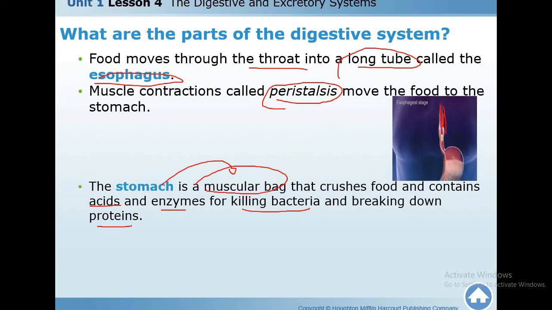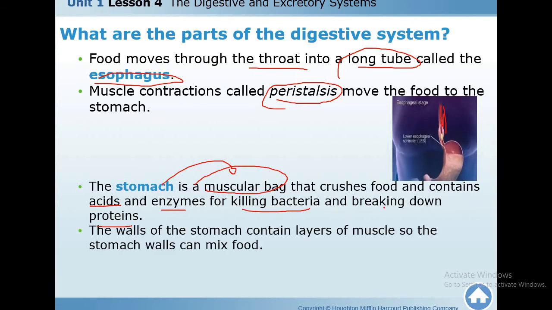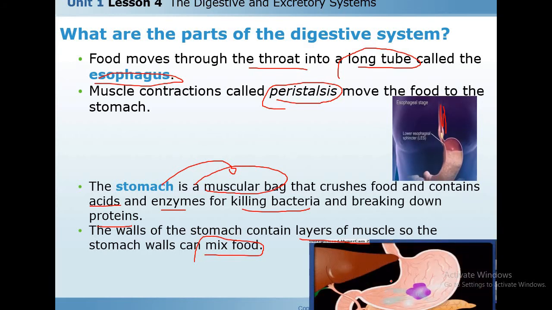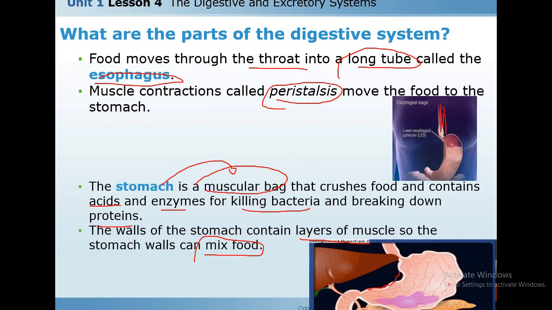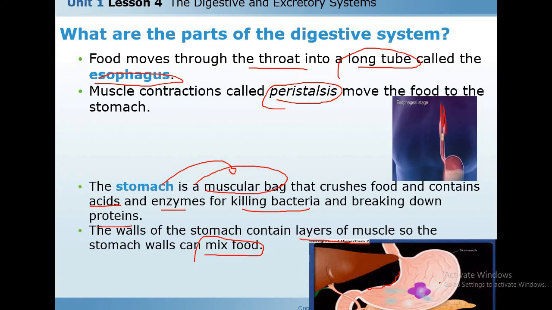So the stomach is a muscular bag made mainly of muscles to crush food. Inside the stomach there is a fluid like acids and enzymes. The function of this is to kill the bacteria and break down proteins. The wall of the stomach contains layers of muscles, so the stomach wall can mix food. Look, these are muscles to mix and crush food, layers of muscles of the stomach wall to mix and break down.